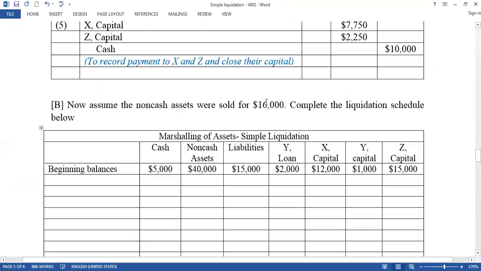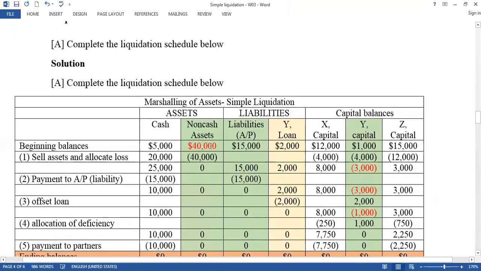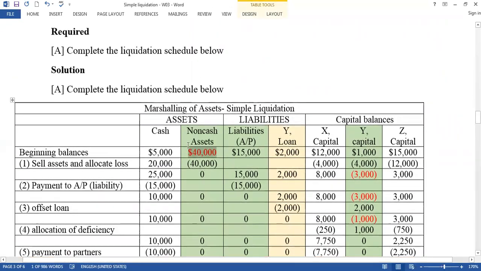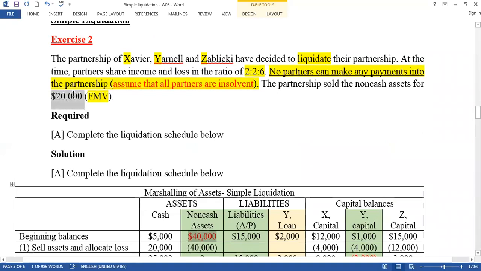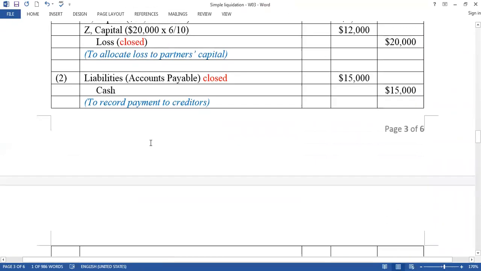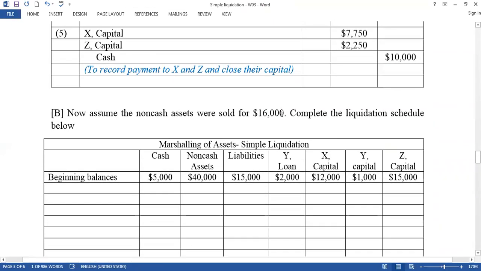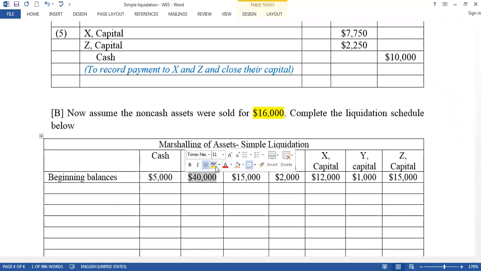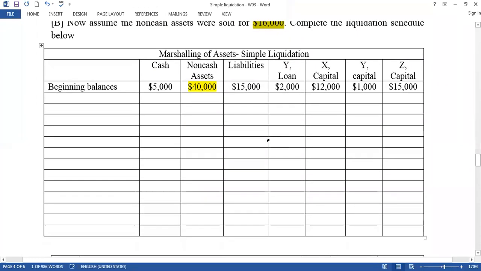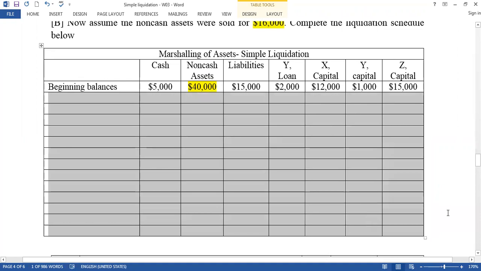Now assume that in the previous question we sell $40,000 of asset and receive $20,000, right? I just change a simple number. We sell our asset for $16,000, not $20,000. Our asset book value is $40,000, but we sell it for $16,000. Now we have 10 or 15 minutes for solving quickly.